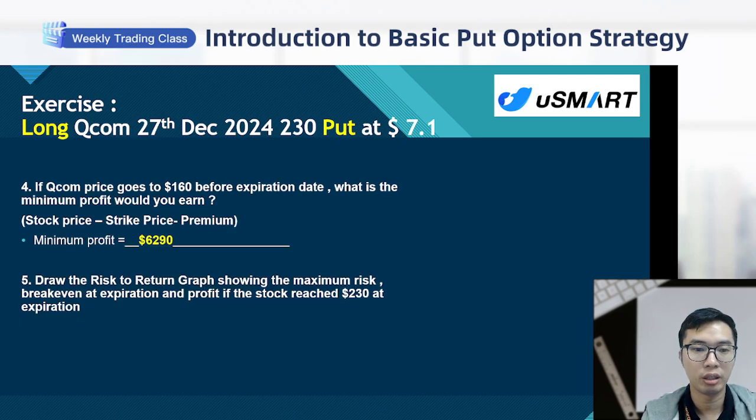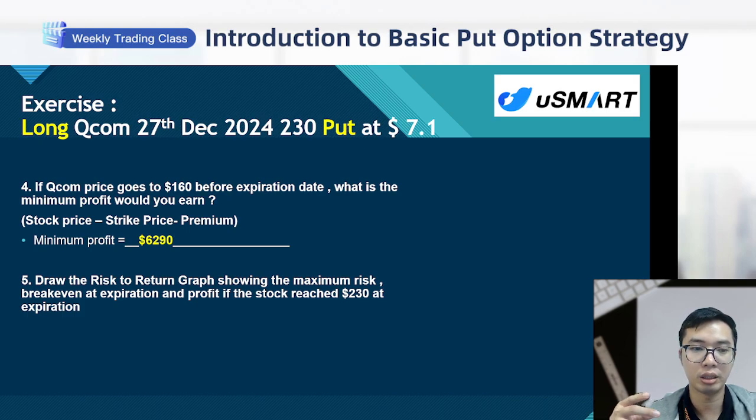And then if the QCOM price drops to 160 before expiration date, what is the minimum profit you will earn? So it will be 230 minus 160 minus 7.1 equals 62.9. Times 100, then it will be 6,290. So your minimum profit will be 6,290.